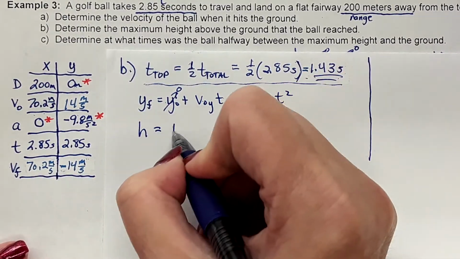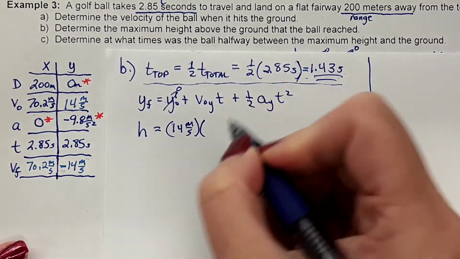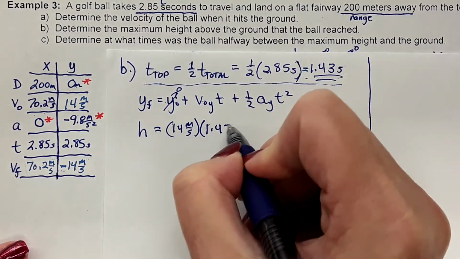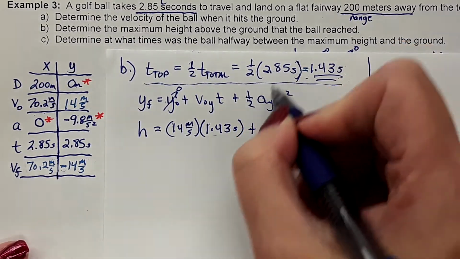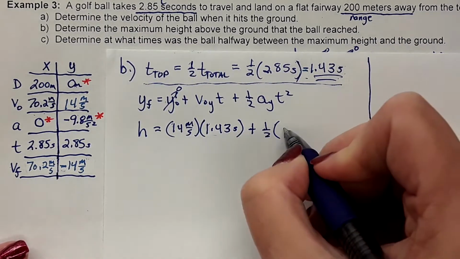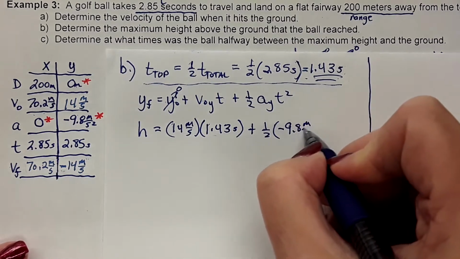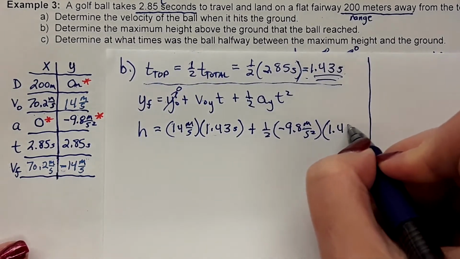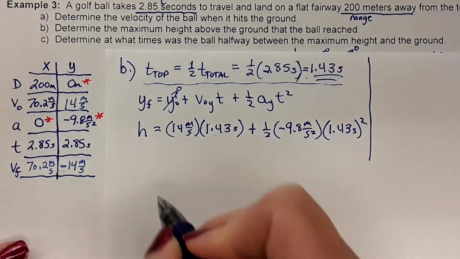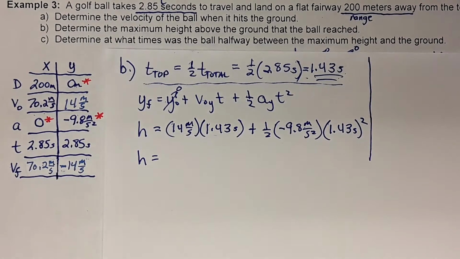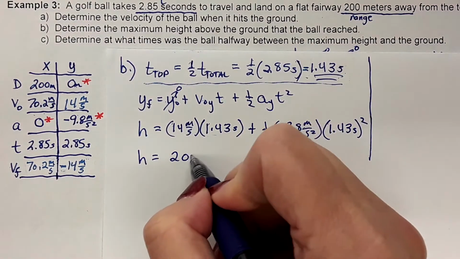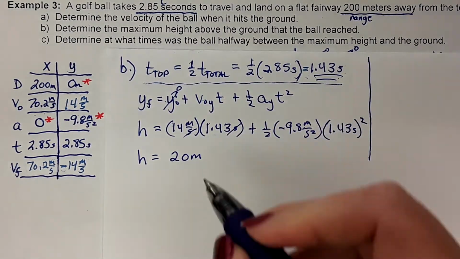So now we get 14 meters per second times 1.43 seconds, the time it takes to get to that point, plus, and we're going to take away from this because of our deceleration, 1/2 times negative 9.8 meters per second squared and 1.43 seconds squared. All right, so now if we do this, notice the seconds cancel on the first product, and we get 14 times 1.43, which is 20 meters because the seconds cancel out.